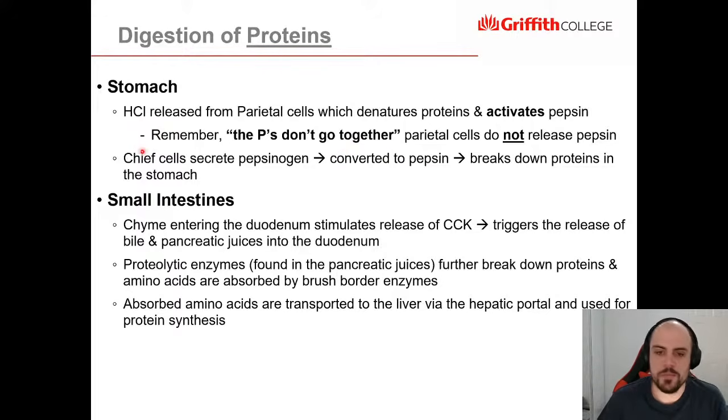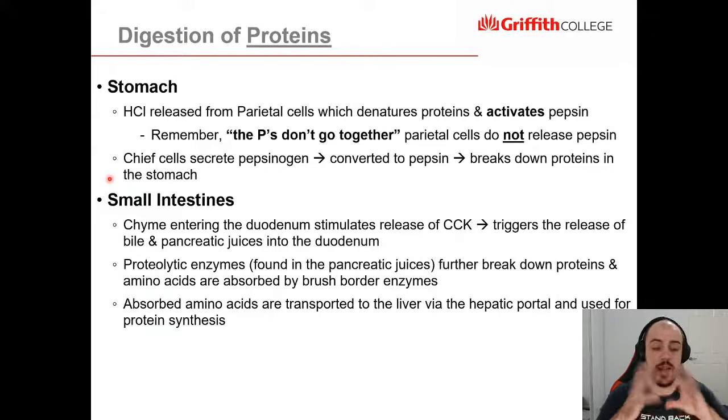So what we see there too is that our chief cells will then release this pepsinogen, which is then converted to pepsin because of the acidity of our stomach, and we'll then begin to chop up and break down the proteins that were involved in that steak that I was eating.